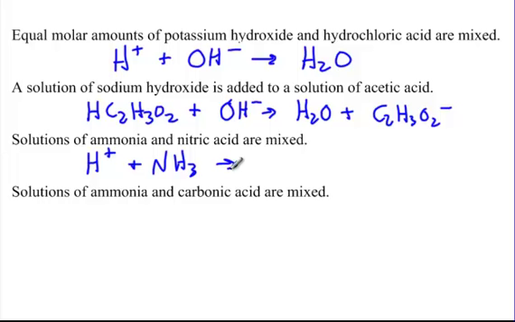NH3. The H+ gets given to the other side, and what we end up getting is NH4+. We get the ammonium ion.